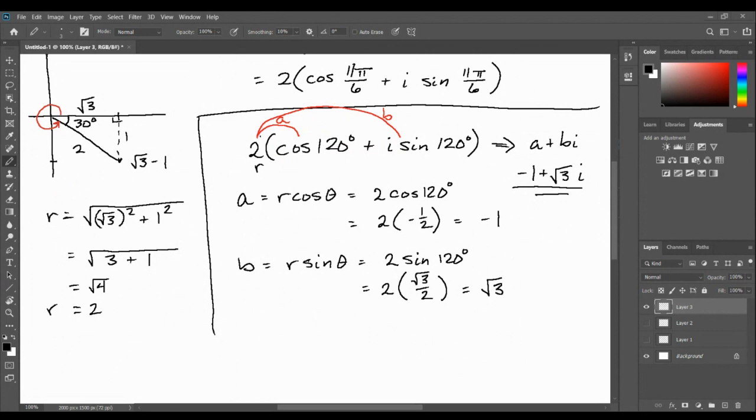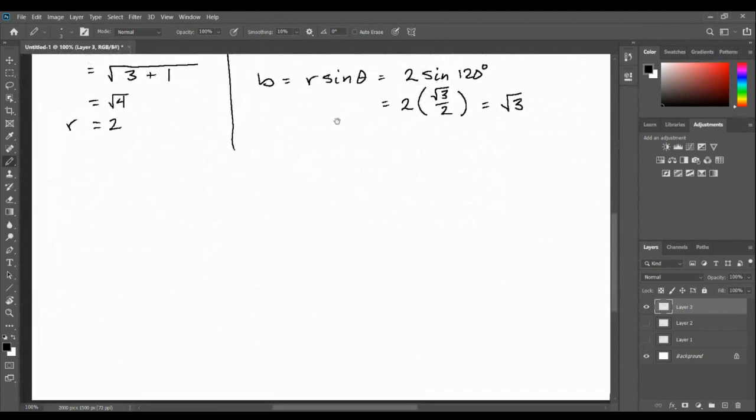I'll do another one here with radians. Root 8 times cosine of 7 pi over 4 plus i sine 7 pi over 4. And I need to convert that to standard notation, a plus bi.